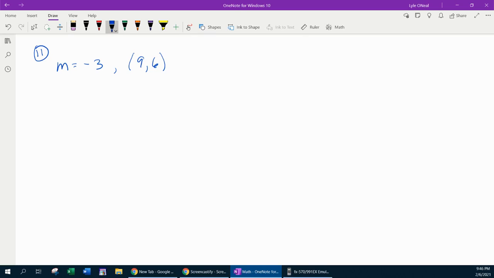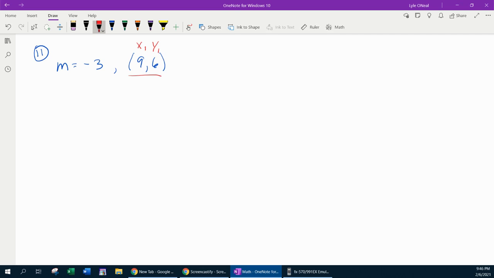For the next example, number 11, it says find an equation of the line having the given slope and containing the given point. We can see that this ordered pair is not the y-intercept because x is not 0. So this is just a generic point on the line. I'm going to label that x1, y1 because it's the first x and the first y. In fact, it's the only x and y that I've got.